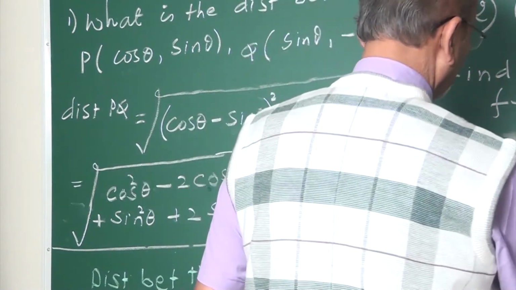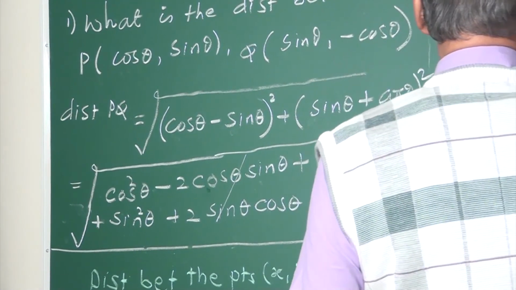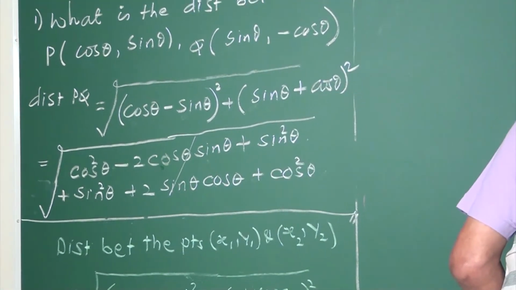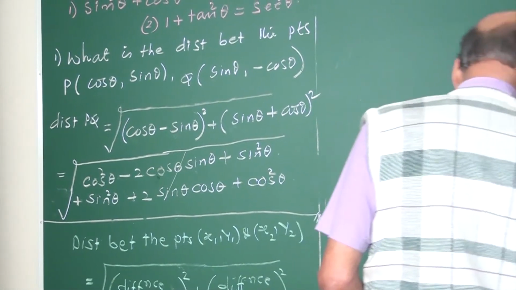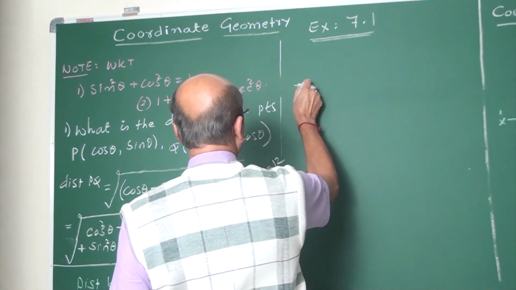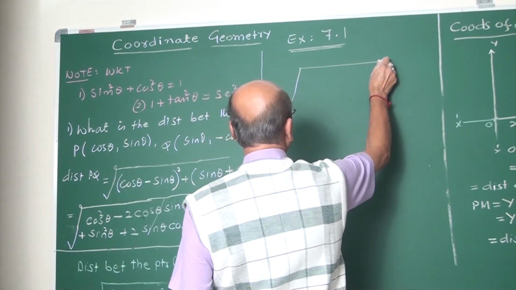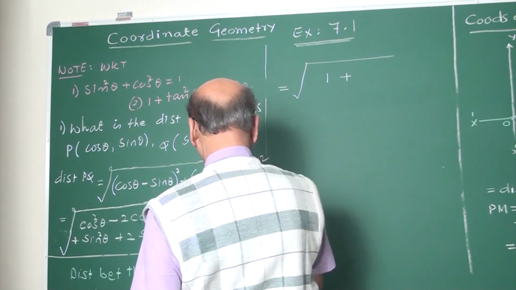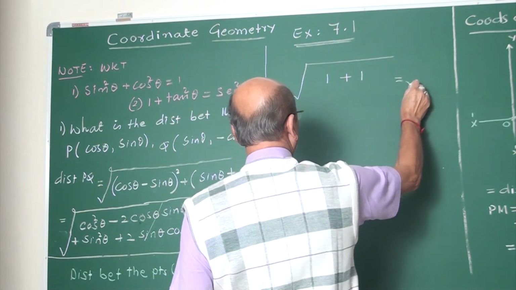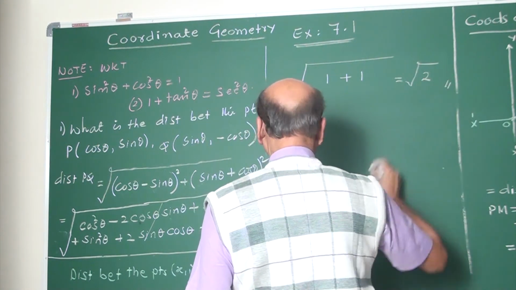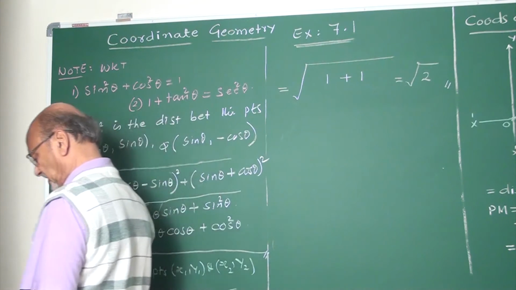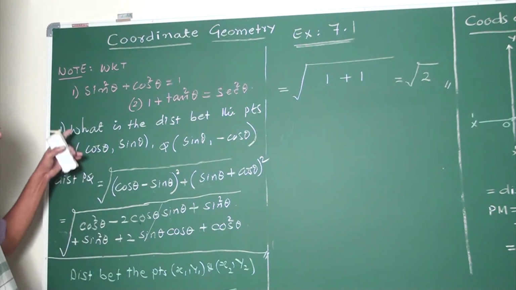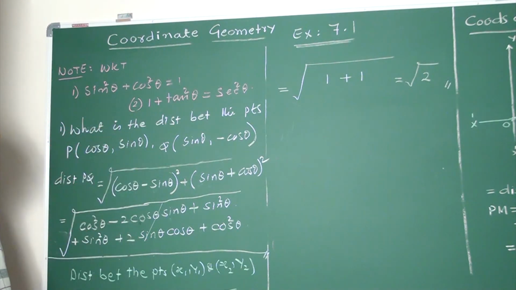Therefore, my friends, it is the square root of cos square plus sin square, right? 1. And this is cancelled. Again, sin square plus cos square is 1. Then what is the answer, my friends? Yes, it is an example based on trigonometric identity. That is the first one.